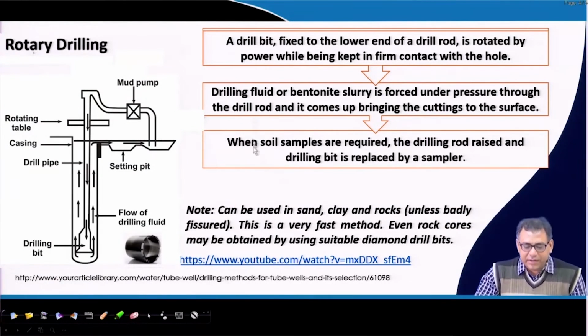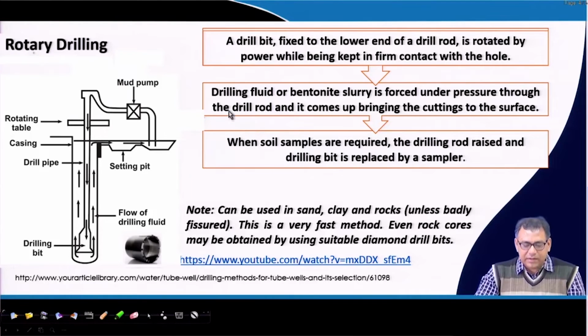Then the rotary drilling. This is the drill bit. This is the bit which is fixed at the lower end of the drill rod, and it is rotated by power while being kept in firm contact with the hole. That means we keep firm contact with the soil, and this bit, which is attached to the drill rod, is rotated.